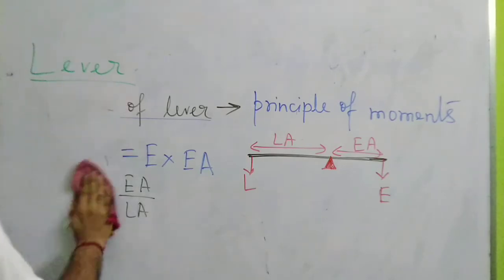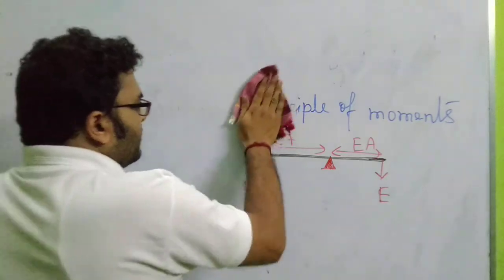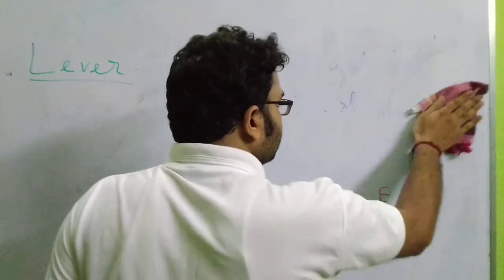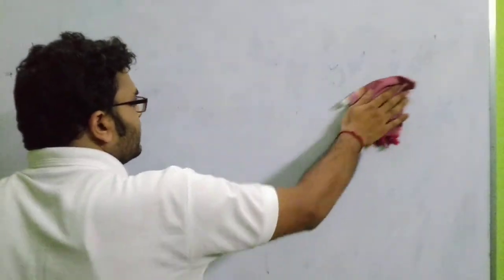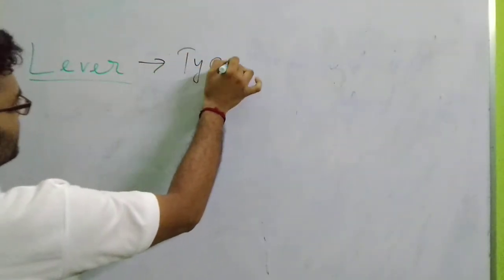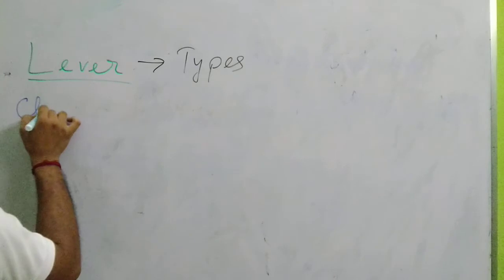So what are the classes of lever? The classes of lever can be categorized on the basis of the respective positions of the load, effort and the fulcrum. Isn't it? Load, effort and the fulcrum. So first of all, the lever, its types or classes. First is class 1 lever.